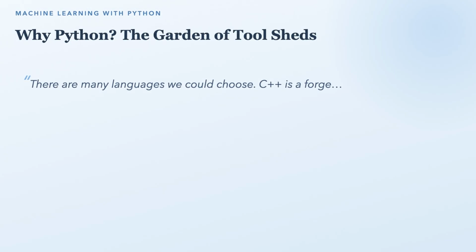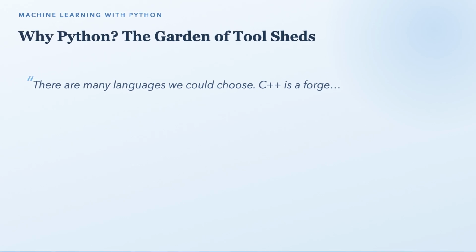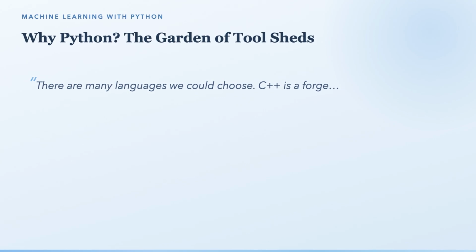There are many languages we could choose. C++ is a forge, powerful, but heavy. Java is a formal workshop, precise, but full of paperwork. R is a botanist's desk, wonderful for statistics. But Python is the open pavilion, simple to read, simple to write, and nearly everyone in machine learning gathers here. That's why we choose it, not because it's flashy, but because it lets us think about the ideas, instead of the language.